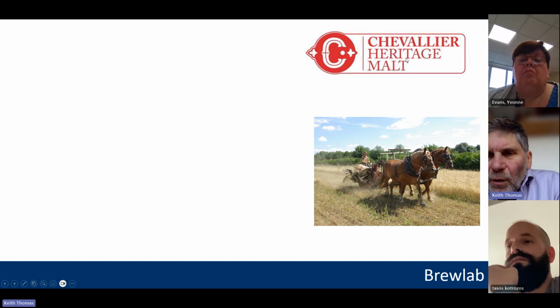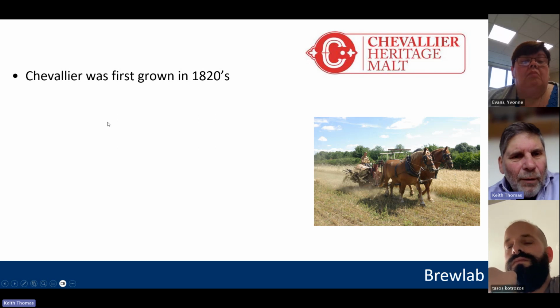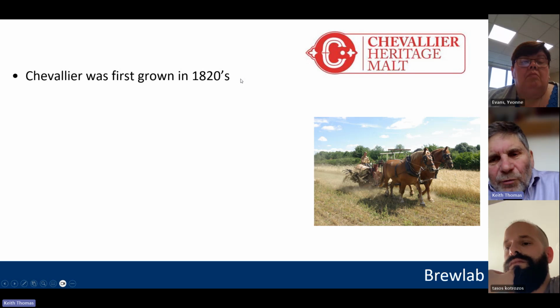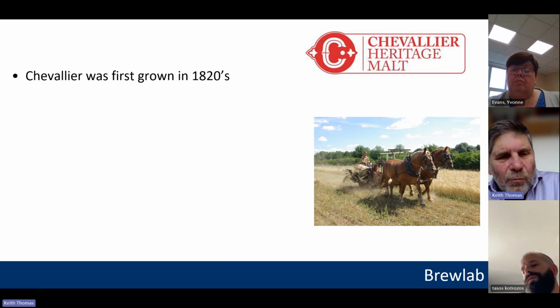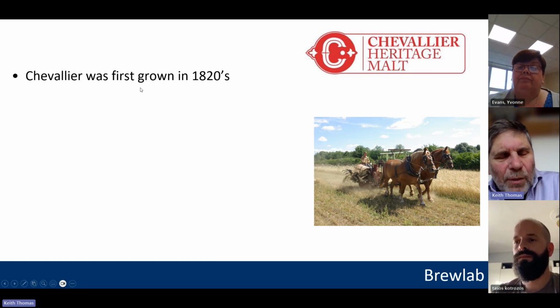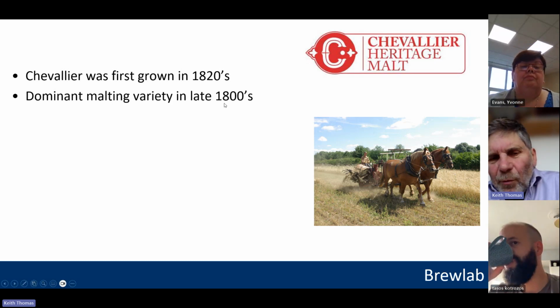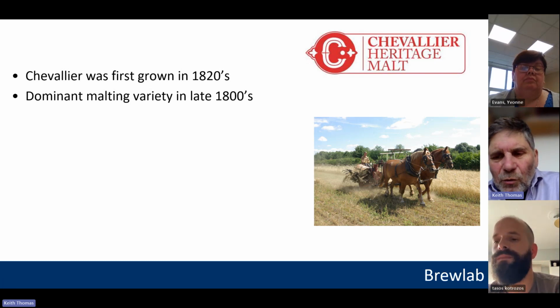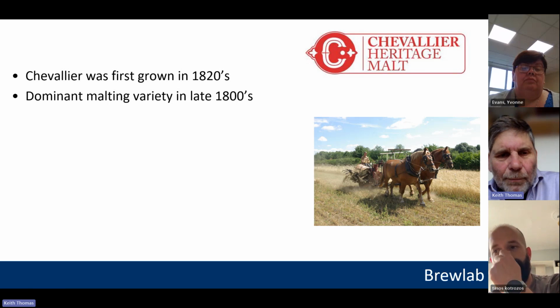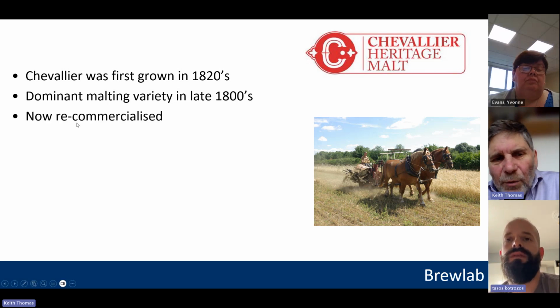Worth mentioning heritage malts. Chevalier is an interesting one. Now, this was first grown over 150 years ago. It was found to be a very big size of grain, when in those days grains were very small. And somebody noticed it and said, oh, I'll grow that again. And it became very prevalent. It was the one that most breweries in the UK and then internationally used because it gave such good quality beer. And it's now been recommercialized.